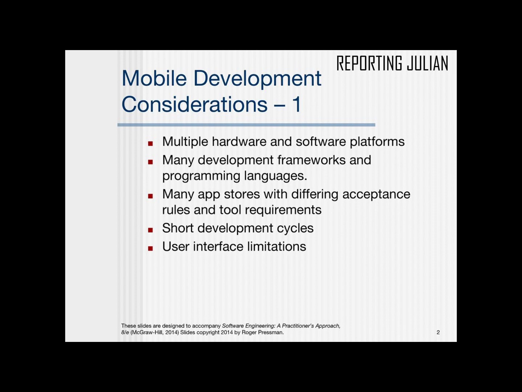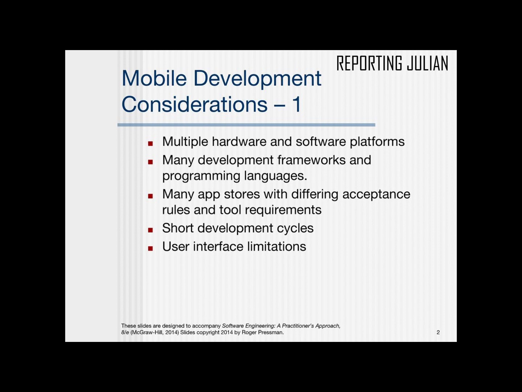Number 3 is many app stores with differing acceptance rules and tool requirements. Apps are distributed through different stores, each having its own rules. Like Apple's App Store and Google Play, they have their own rules. The developers must follow these rules and use specific tools for successful app submission.